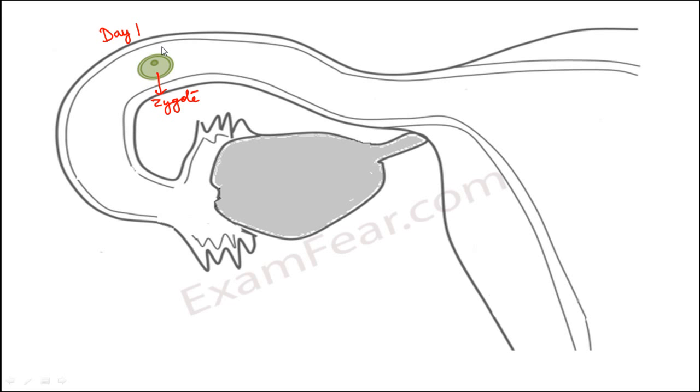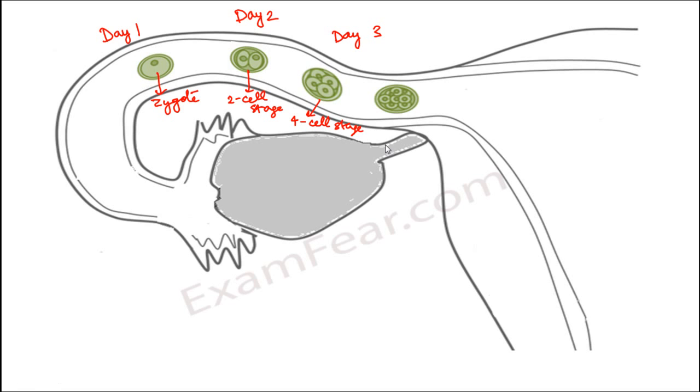Now, as days passed, what happened? It underwent mitotic division and formed a two-cell structure. So this is the two-cell stage. And when did this happen? This happened the very next day, that is on day 2. Again, over a period of 1 or 2 days, around day 3, the 4-cell stage was formed, where again mitotic division had happened. And then later it formed the 8-cell stage. So this 8-cell stage was formed around day 4. So this was the 8-cell stage.